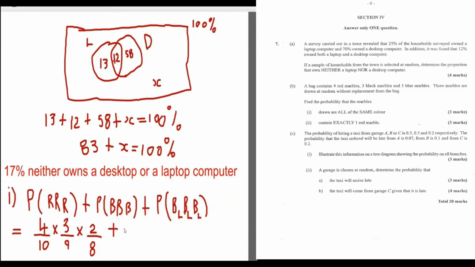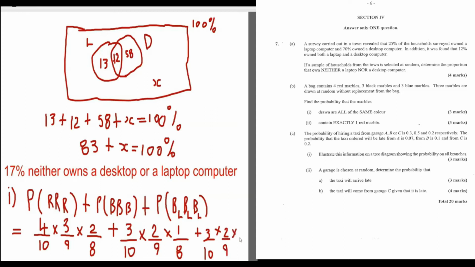Plus the probability of getting black, black, black. You have 10 marbles and you take out a black. The chance is 3 out of 10. After you take out that black, you have 9 marbles left, and 2 more black, so it's 2 out of 9. Then there are 8 marbles left, but only 1 black, so the chance of getting the last black is 1 out of 8. Plus, it's going to be the same for the blue: 3 out of 10 times 2 out of 9 times 1 over 8.